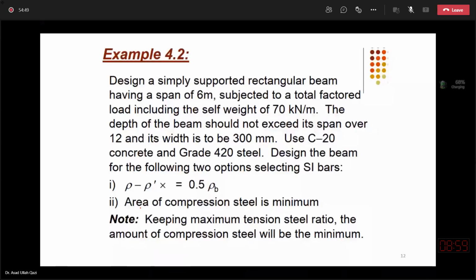So now let me apply this discussion to one example problem. If you agree, I can continue the discussion on the design problem.